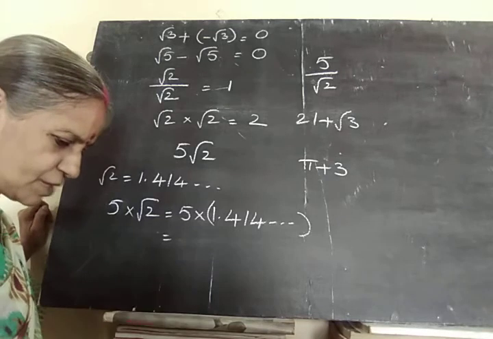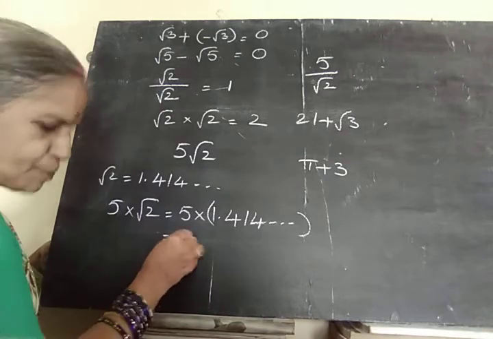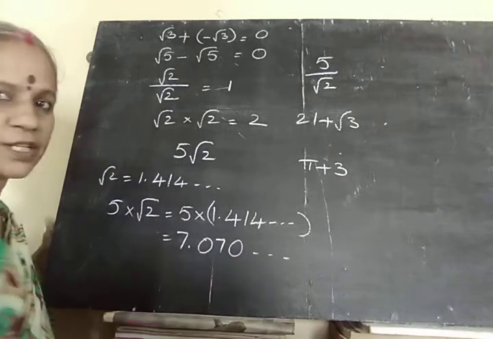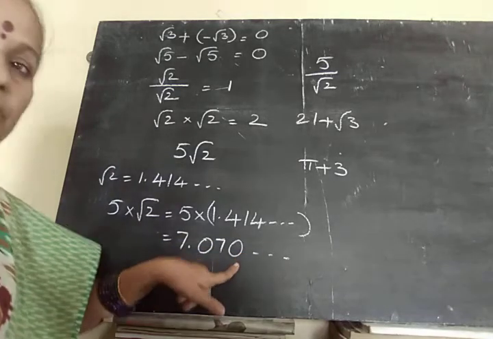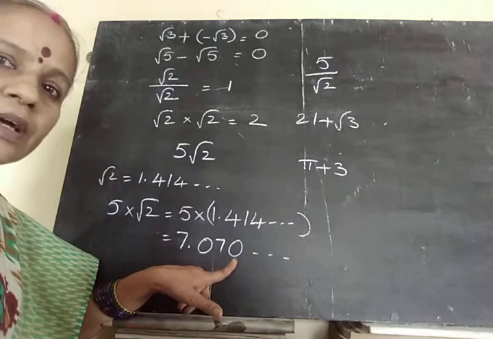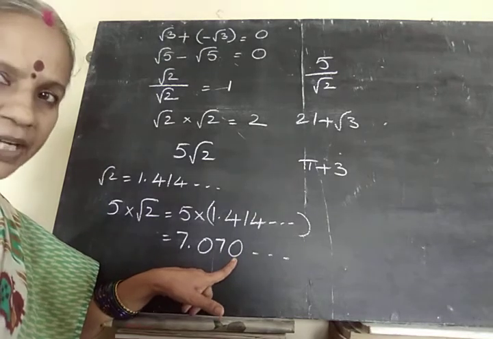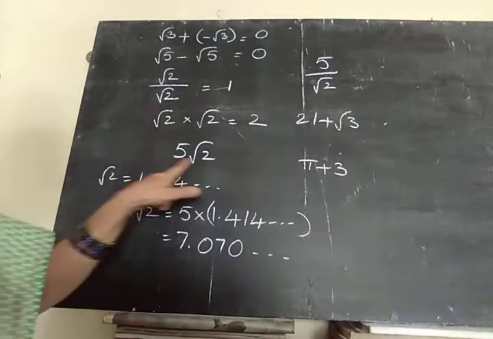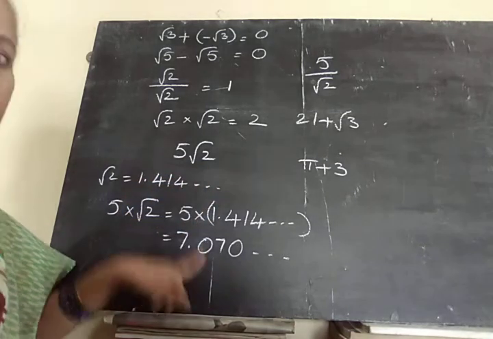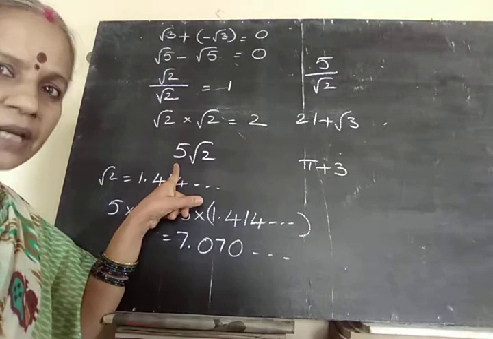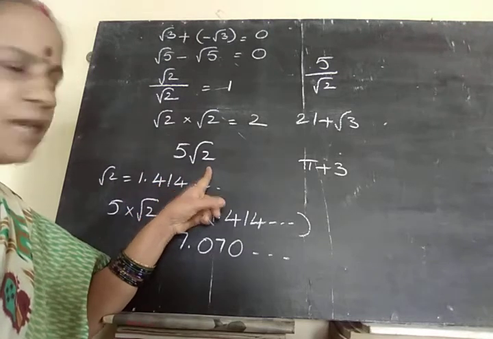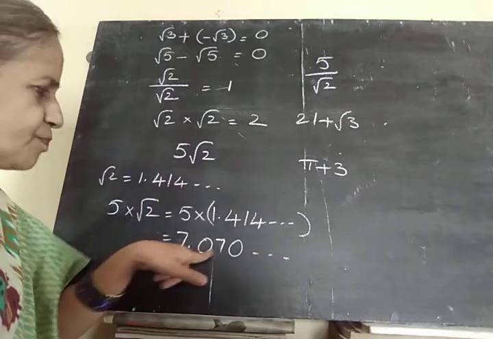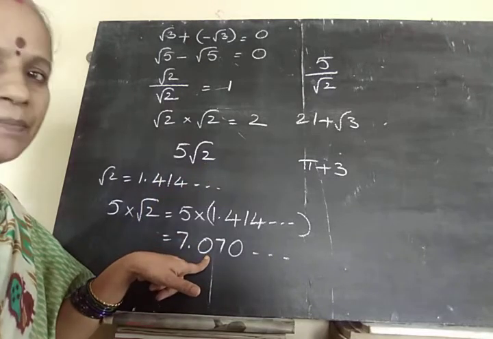After multiplying we will get 7.070..., it means we will also get a non-repeating, non-terminating number. So this is an irrational number. So 5 root 2 is an irrational number. So 5 is a rational number but root 2 is an irrational number. The product of rational and irrational, we will get an irrational number only.